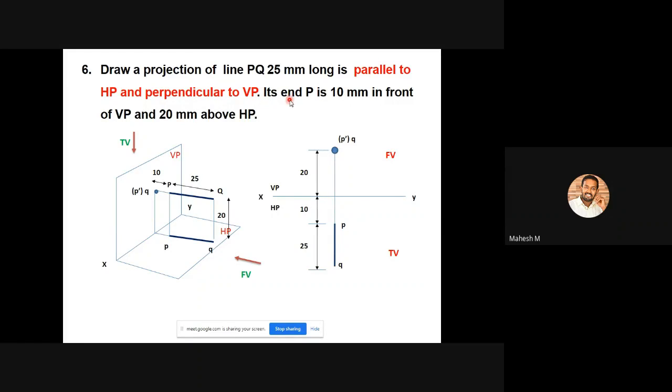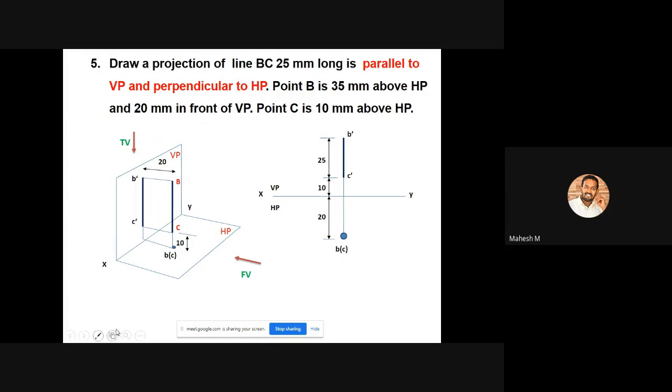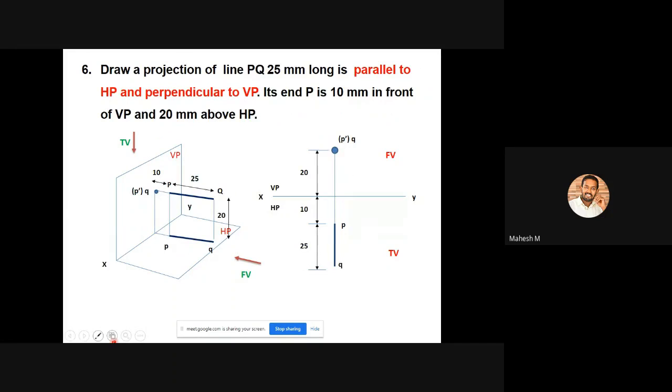So next one, we have to know about the distance between the reference lines. So it's end P, that is 10 mm in front of VP. Okay, so here we have only two conditions. So in our fifth problem, actually we had three conditions. That means point B is 35 mm above HP, 20 mm in front of VP, and point C is 10 mm above HP. So we had three conditions for creating the points, but in this problem we have only two conditions. That means you don't have to worry about the third point.